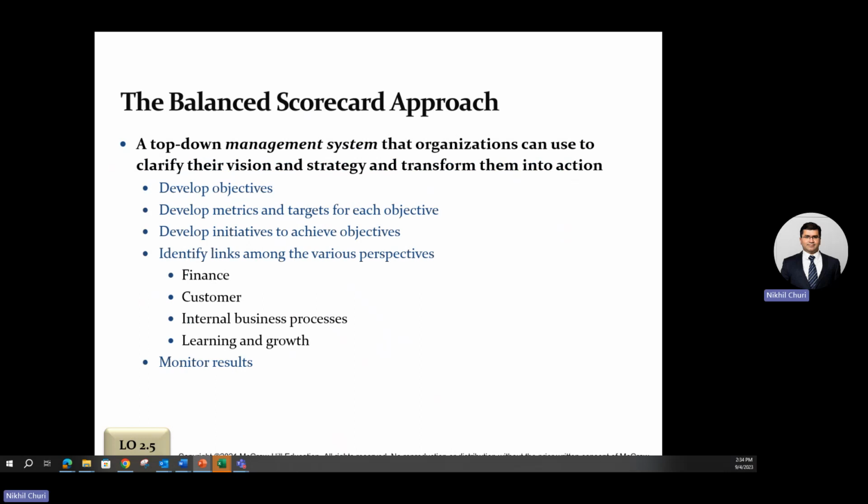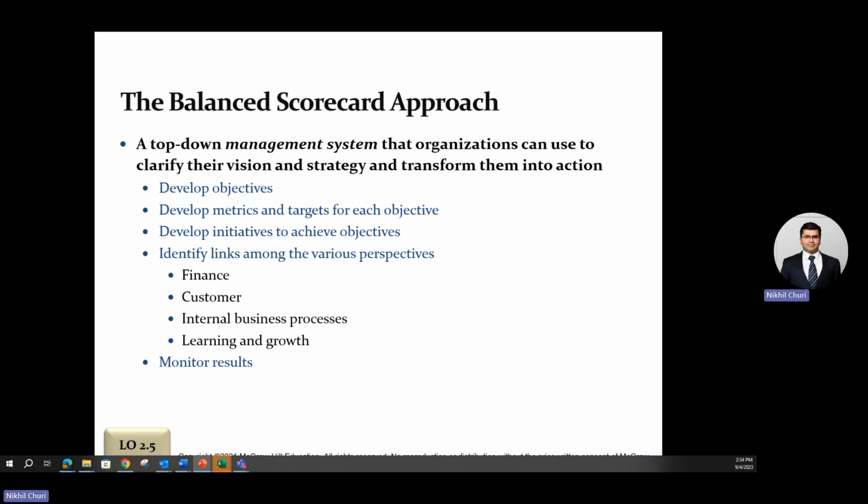Second one is develop metrics and targets for each objective. Like I said in the first lecture about qualifying and quantifying, have clearly qualified, quantified metrics and targets to achieve. Next one is develop initiatives to achieve those objectives. Next is to identify links between various perspectives, that is finance, customer, and all the business segments tying in together. And finally, monitoring the results.